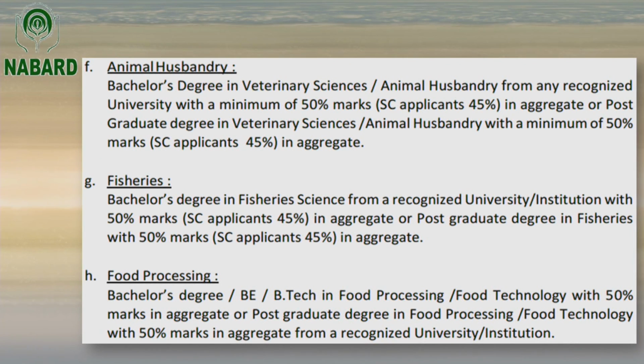Next information, again the slide shows you about animal husbandry, fisheries and food processing. It shows what the marks required are. You can take a snapshot of this particular slide for future requirement. Students, it's very important, so you must read it very carefully and go through what the requirement of percentage marks is for the general category for a bachelor's degree or for SC, ST applicants, and for fisheries the same, and for food processing. Let's move on to the next slide.